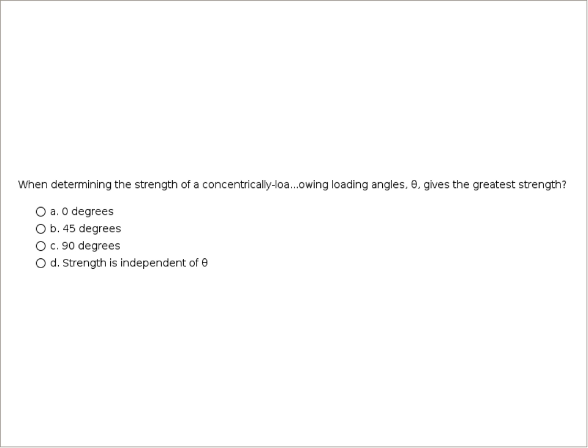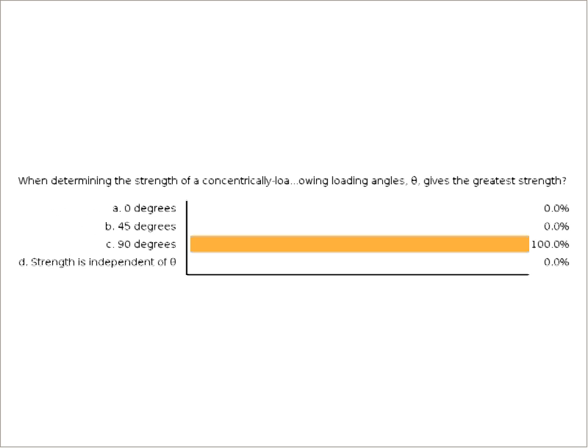And see if folks can get that one. So the question is as follows. When determining the strength of a concentrically loaded fillet weld, which of the following loading angles theta gives the greatest strength? Is that A, 0 degrees, B, 45 degrees, C, 90 degrees, or D, the strength is independent of that angle theta?